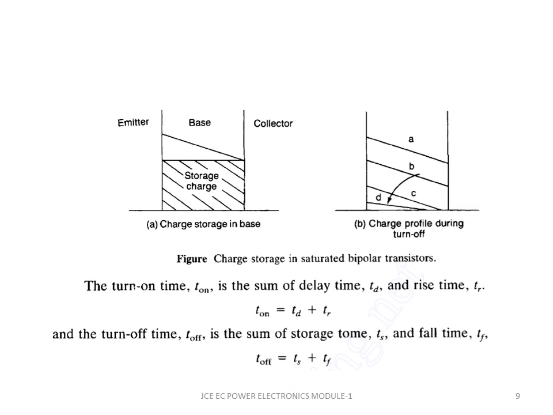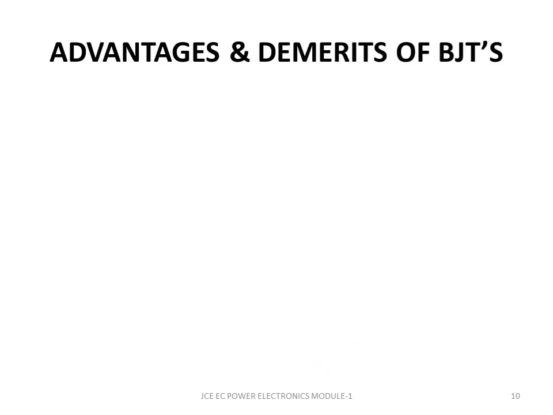Rashid has explained these particular things, how the storage extra charge gets dissipated and how it moves. The operating charge profile during turn off goes from the storage charge to zero. This is just a diagrammatic representation of removing the storage charge by the negative base current. But T on is TD plus TR and T off is TS plus TF.